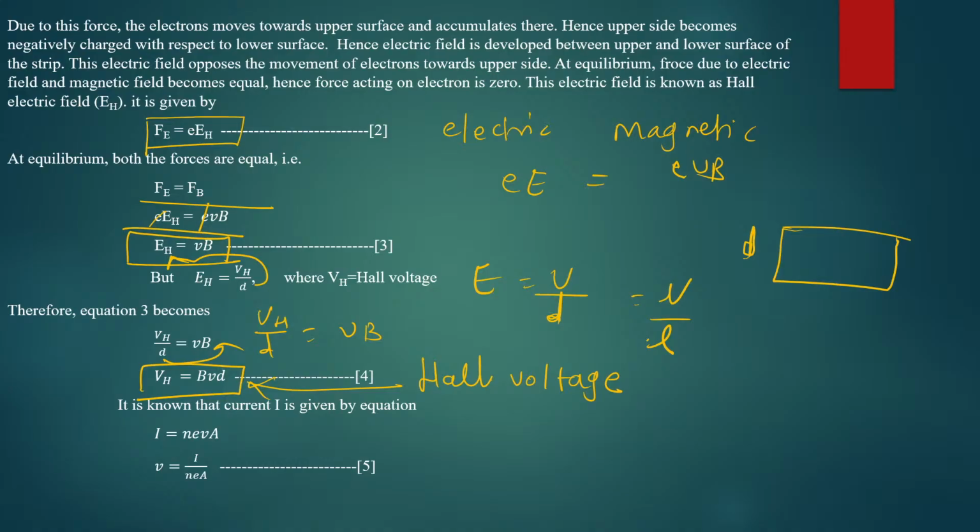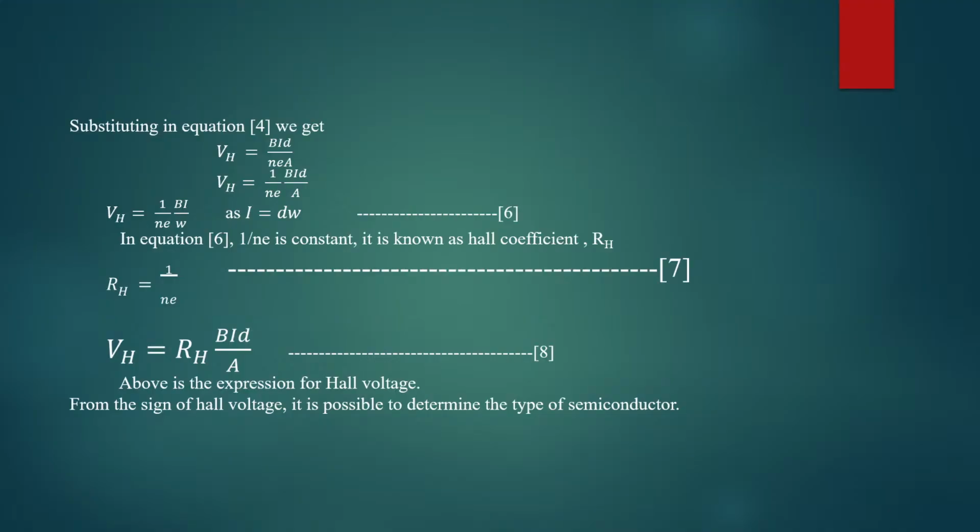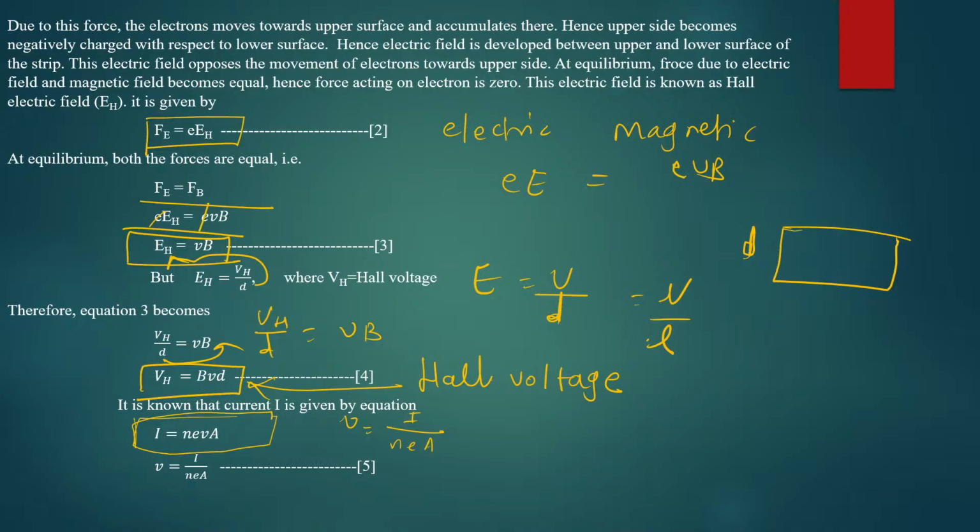If they are asking for the Hall coefficient, then write a little bit more. I is equal to n e v A. This is the current equation, which we derived in the last derivation; you just have to remember it. Then small v is equal to I upon n e A. Then for the remaining term, V_H is equal to B v D, and now v is I upon n e A.